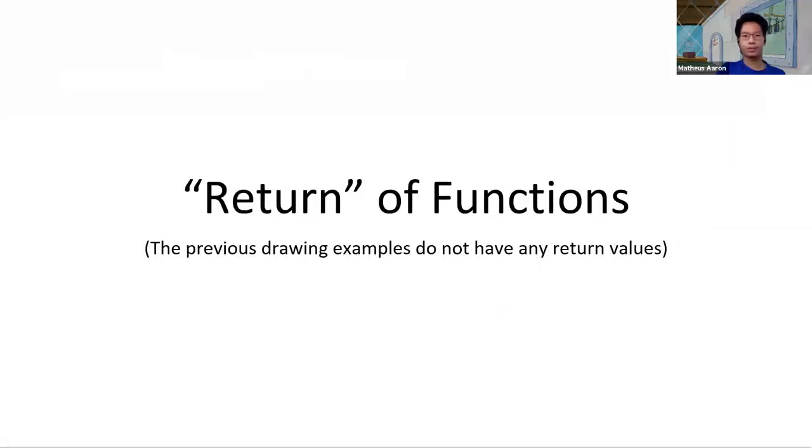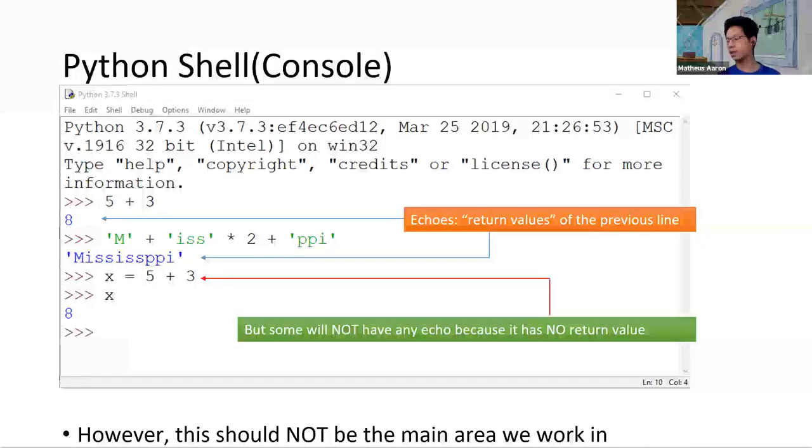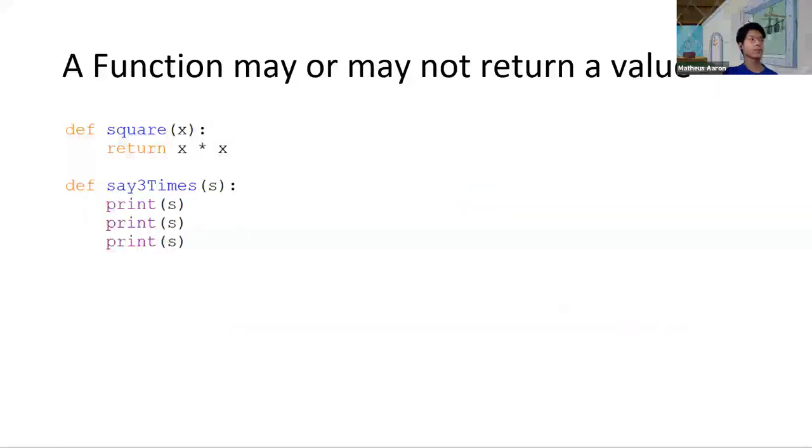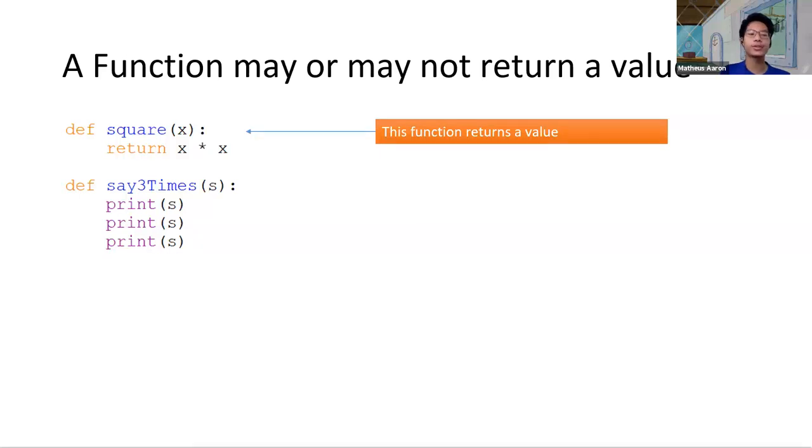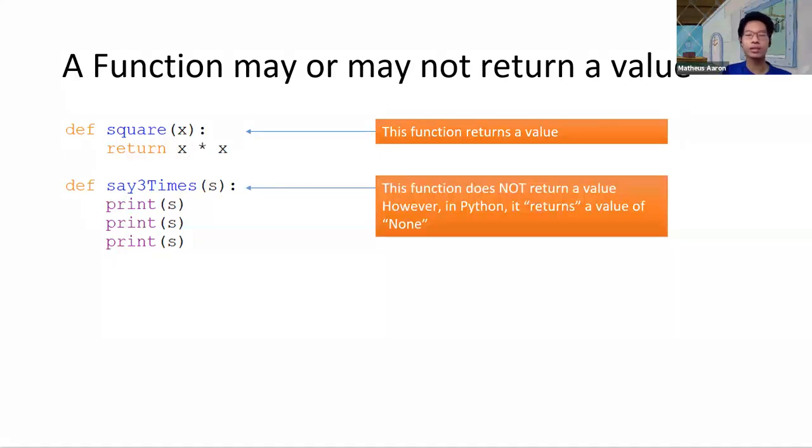So, if you remember, in Python, some code echoes a return value, while some code does not echo because it doesn't have a return value, except, for example, an assignment operator where you assign a value into a variable. It will not have any return value. So we have two functions, square and say three times, where square has a return value and say three times does not have a return value. However, because it does not have a return value, it will by default return None, which I think we touched on before. None is just empty, it's nothing.